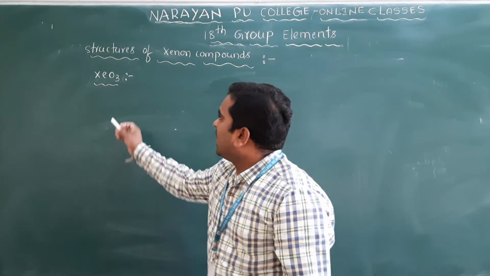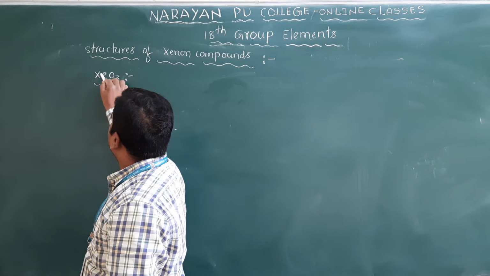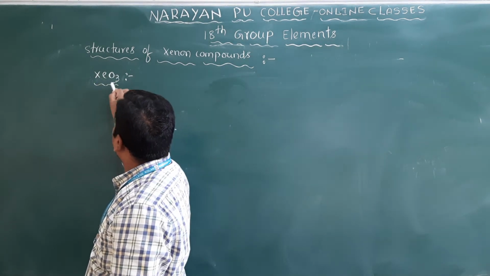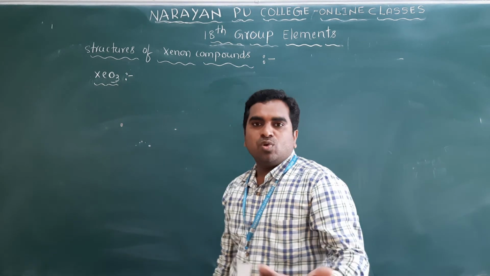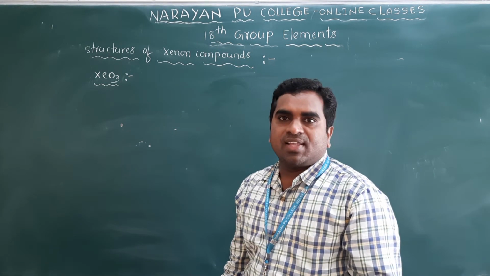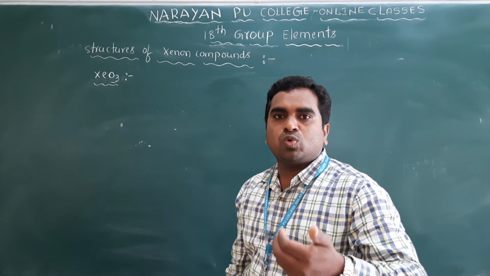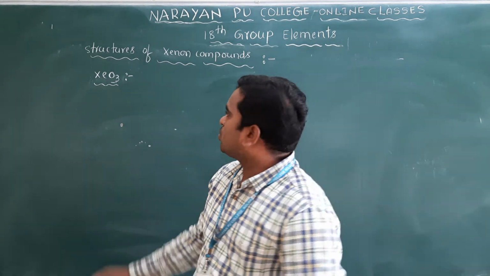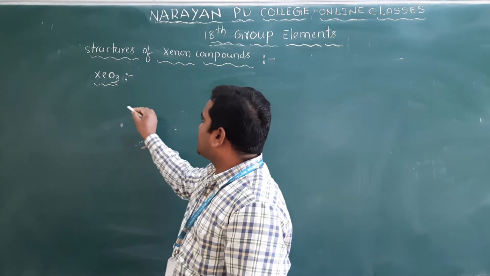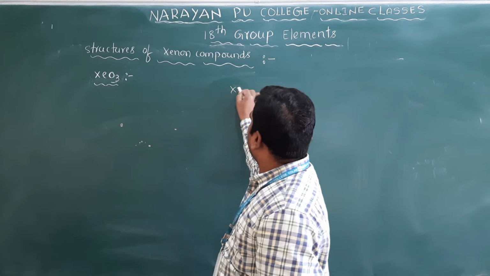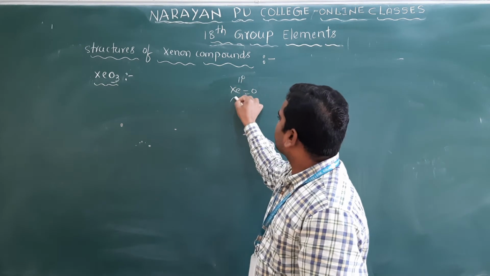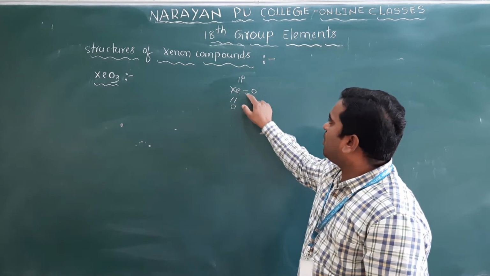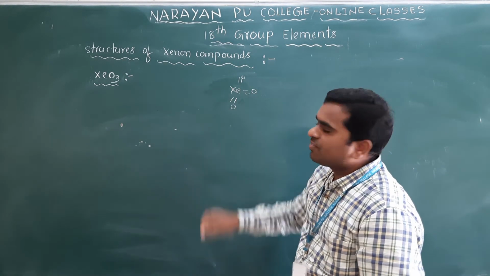Clear? So you know that in this compound, xenon is reacted with oxygen, meaning xenon has how many oxygen atoms here? 3 oxygen atoms. Each oxygen will make 2 bonds with the xenon. Oxygen forms how many bonds? 2 bonds. So if I write the structure of this molecule, you know this is the double bond, because oxygen always forms 2 bonds. So 3 oxygens are there. It will form how many bonds here?